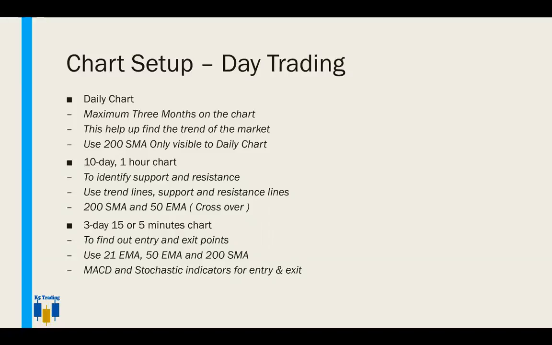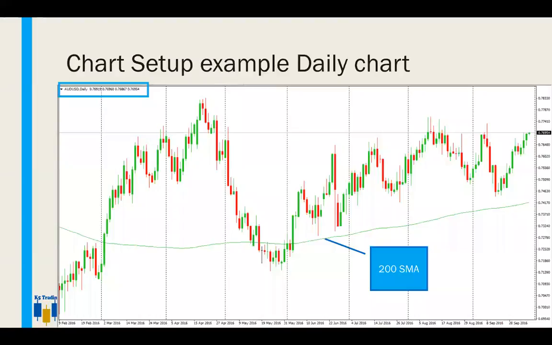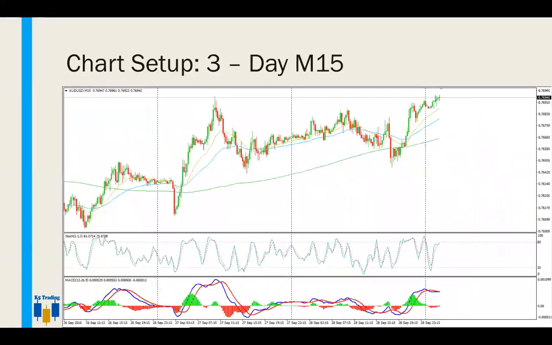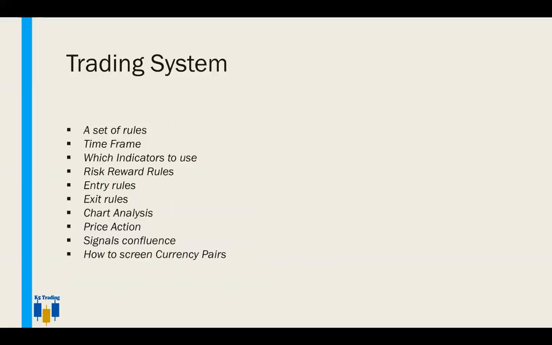15 minutes, I don't recommend. Use 30 minutes. 30 minutes with 3 days of data on your chart should be enough. You can use the lower time frame, 21, 50, and 200 moving averages, and MACD and stochastic indicator for your entries. Again, these are the moving averages which we defined before, and that's what I wanted to show you on the daily chart, but we already looked into those. Daily chart setup, 28 currency pairs.